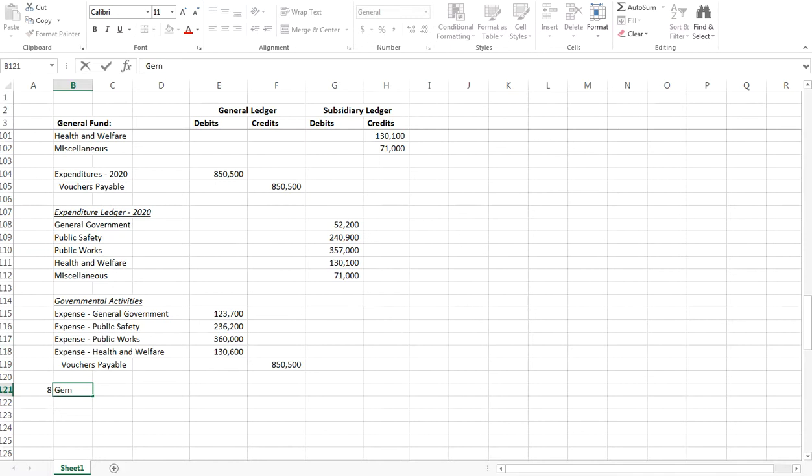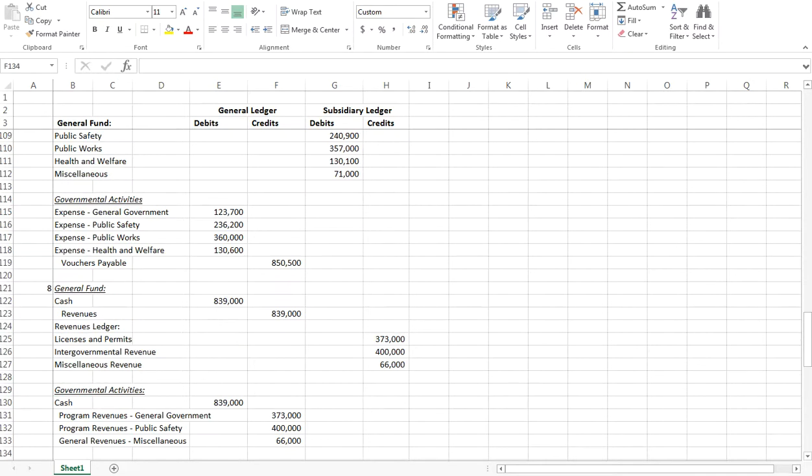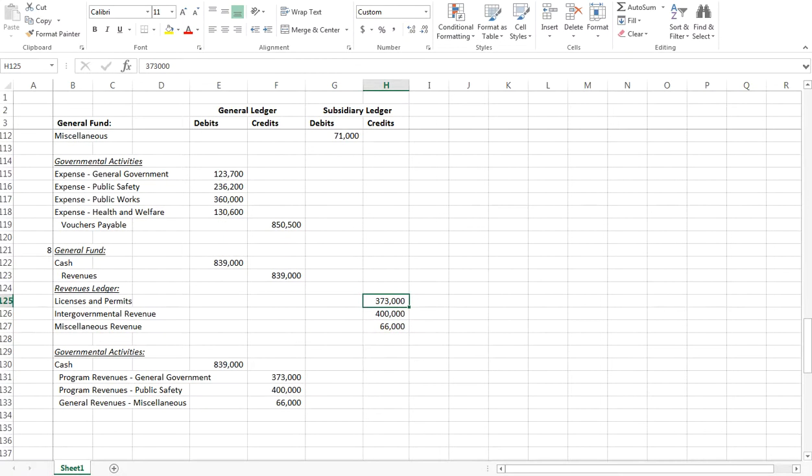And then in number 8, we have revenue collected. And so we go into our general fund and we show that revenue collected. Okay, so I show my cash in my general fund. I show my cash received as revenues, and then I go to my revenues ledger to show the detail, licenses and permits over here in my subsidiary and breaking down this number. Then I go to my governmental activities again, show my cash. This cash is not getting booked twice, so to speak. Cash only came in one time, but we have to show general fund and show governmental activities.